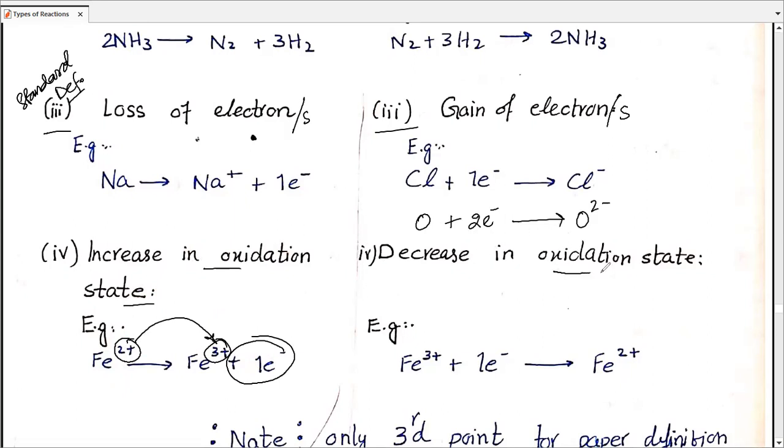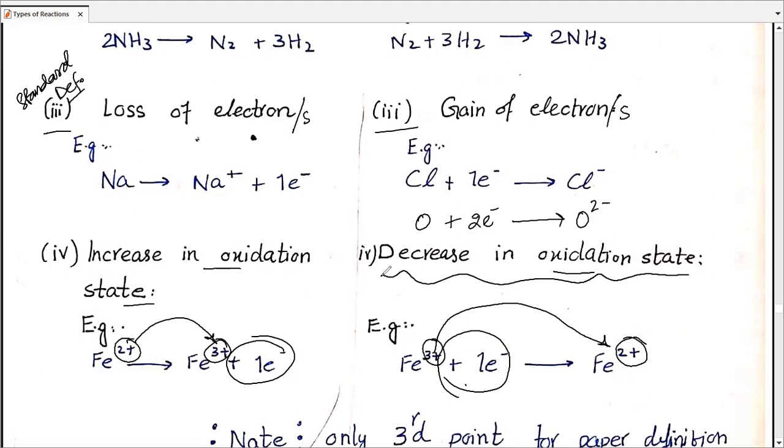Oppositely, decrease in oxidation state would be known as reduction. This is pretty much the case of gain of an electron. But the perception is to move from plus 3 all the way to plus 2, which means a bigger number to a smaller number, and hence the term decrease in oxidation state.